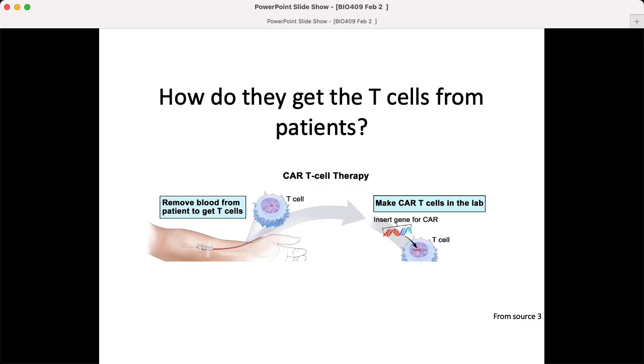So how do they get the T cells from patients? They just take it right from their blood. And then they do something called leukapheresis, where you extract the T cells right out of the blood after you remove the blood from the patient.